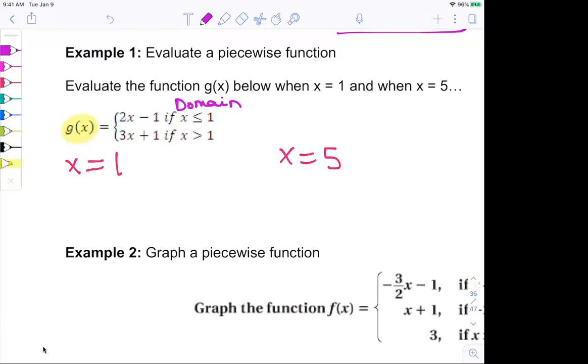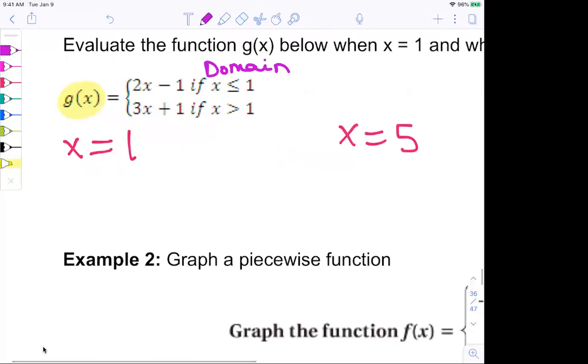So the first thing that we're going to do is we're going to look at x equals 1. And we're going to take that 1 and look at the domain first. So if x is equal to 1, which domain does that apply to? So I'm going to take that 1 value and literally think of it as x. Is 1 less than or equal to 1? Or is 1 greater than 1? Because that's what my x value is for this first problem. X is equal to 1. So which condition does it satisfy? Is 1 less than or equal to 1? Or is 1 greater than 1? I have to pick one of them.